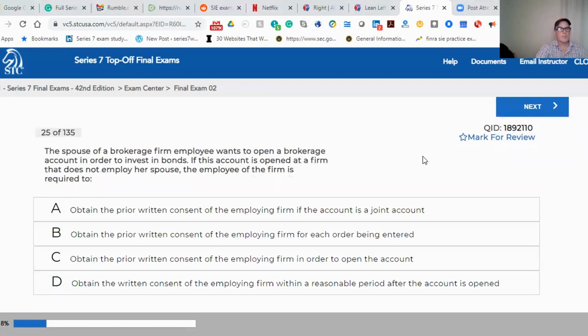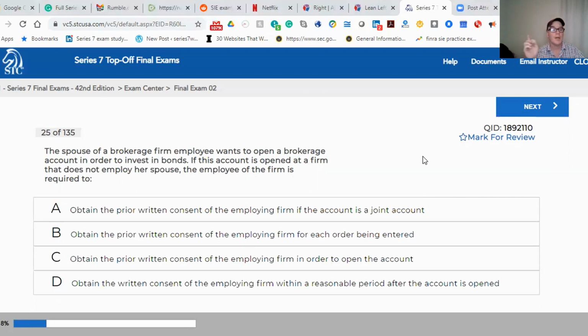The spouse of a brokerage firm employee wants to open a brokerage account in order to invest in bonds. If this account is opened at a firm that does not employ her spouse, the employee of the firm is required to obtain the prior written consent of the employing firm. I like that. I have to read the whole thing. If the account is a joint account, that's not the requirement. Obtain the prior written consent of the employing firm for each order being entered? No, you don't have to get permission unless the firm requires that.